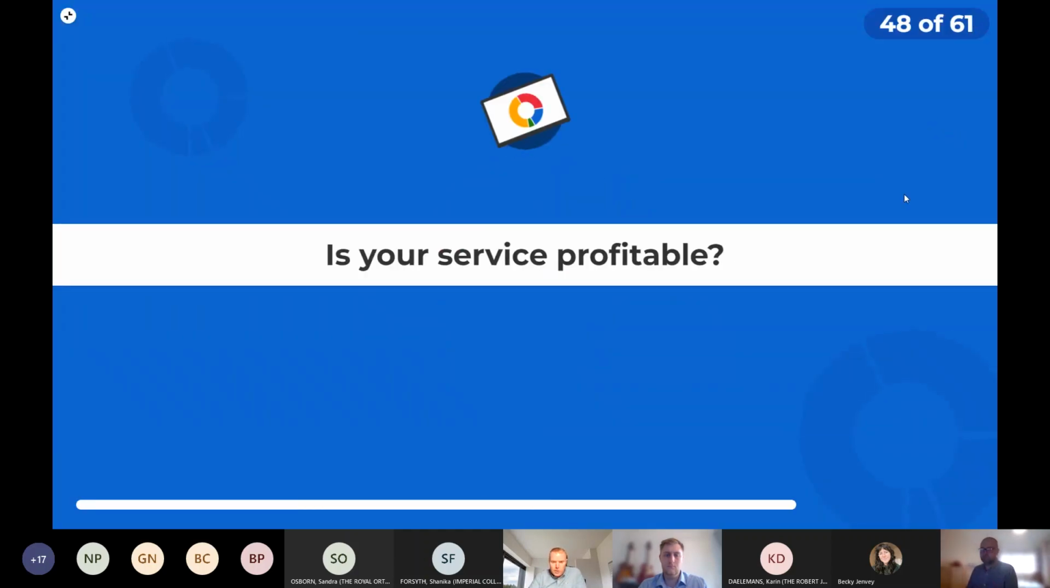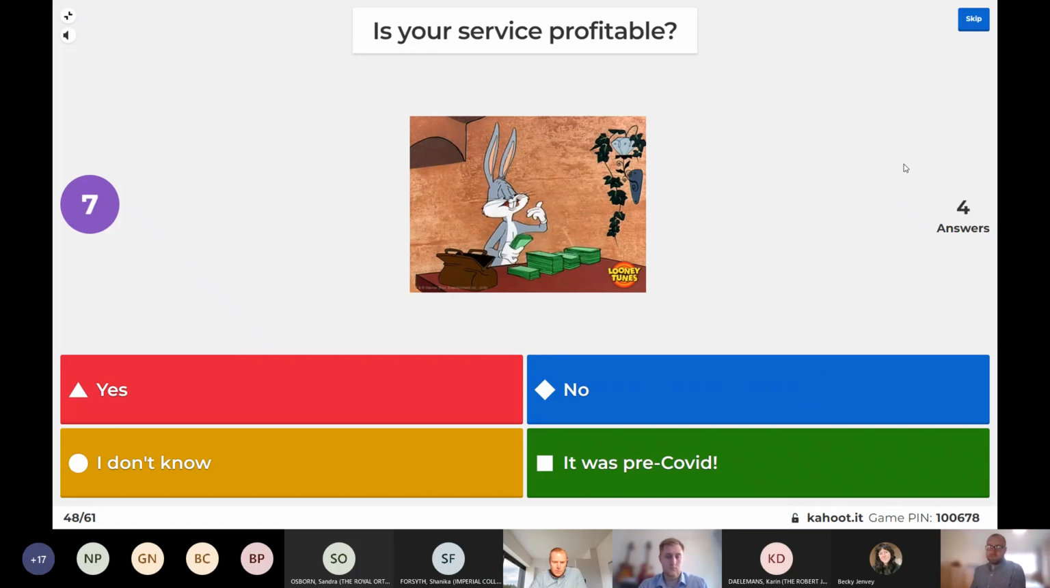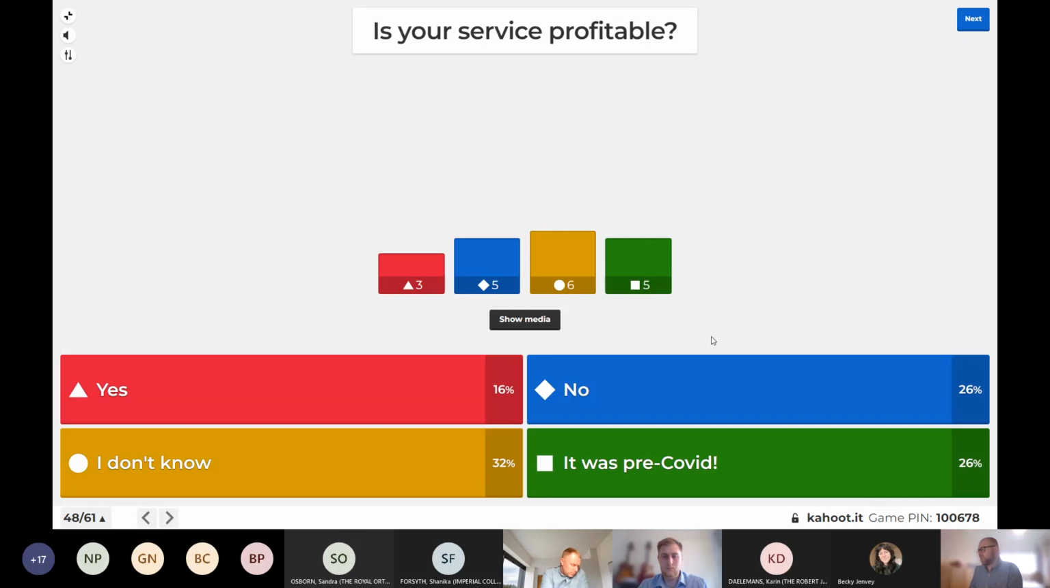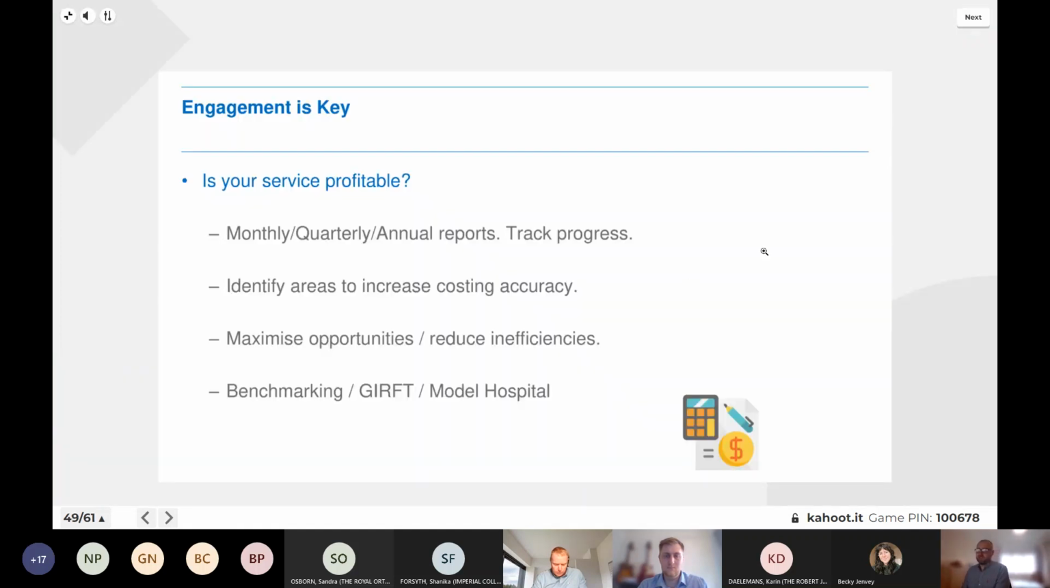So the next one, is your service profitable? Yeah, it was pre-COVID. Yeah, that's probably true. We've had a lot of changes in the last couple of years, and a lot of you don't know, which is fine. You should be able to assess your profitability in some way. Like I say, speak to your costing team. Ideally, you'll have access to costing data, whether that is monthly, quarterly, or annually. We produce our internal SLR quarterly, and there may even be bespoke reports you can get ad hoc on request from your costing team. You might be unprofitable because the data is incorrect, and it might be that you can help spot an error in the allocation that's gone unnoticed.